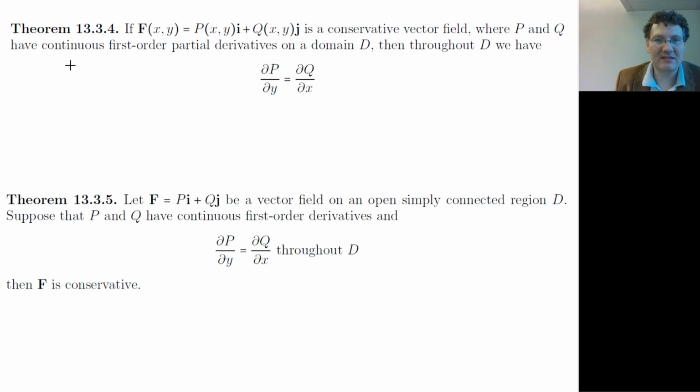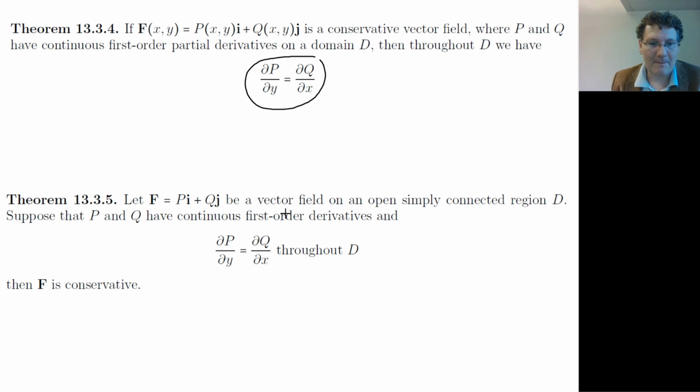And so this is a test that can tell you if a vector field is not conservative. But if this is true, this theorem doesn't tell you, this is not a two-way street, right? If this is true, it doesn't necessarily mean that the vector field is conservative. For that we need this additional condition, right?